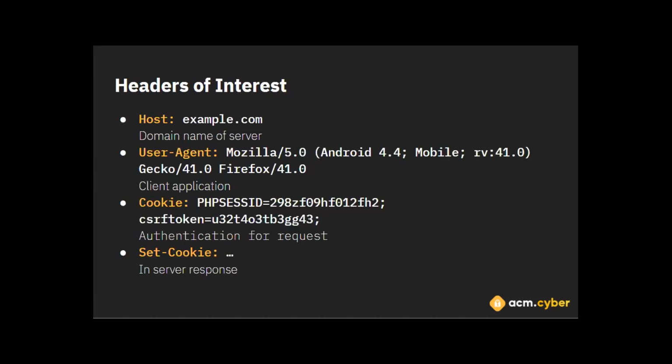Cool. So that's some pairs of interest that we care about. I already talked about the host header, that's just the domain name usually. So the user agent header that's sent along with most requests identifies what type of client you're using.